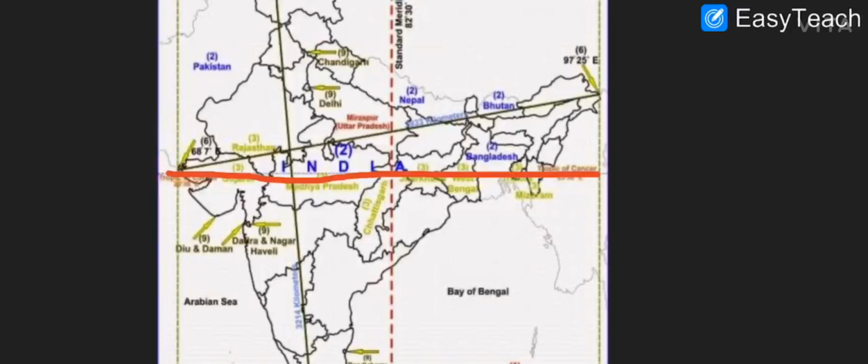See, the Union territories are also marked down here. Dadra and Nagar Haveli, Daman and Diu. Let's move on.